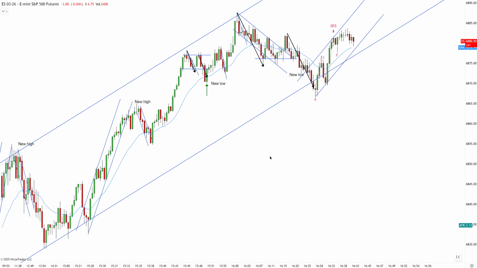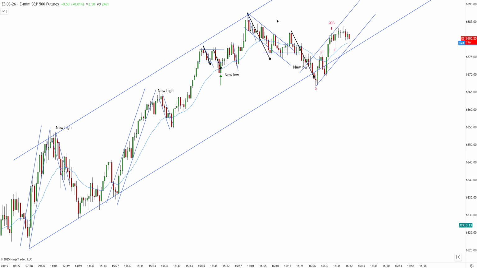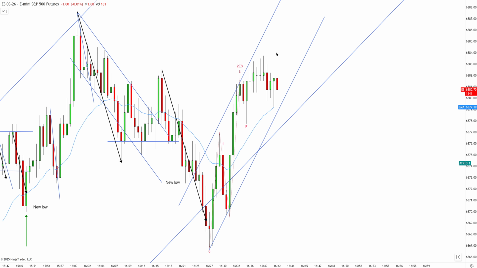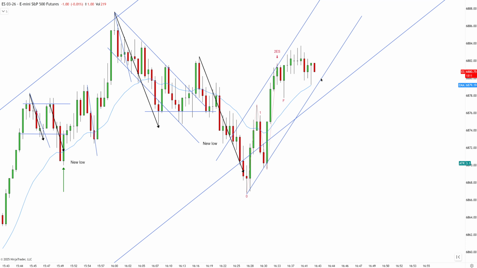Okay, we have a break of the trend line. So according to the trend line rule, I expect a new high to be tested. Break, I expect new high. We pushed above the EMA, but the failed second entry short formed way too far up. So now, because we need a new high, I'm expecting a second entry long at the EMA.